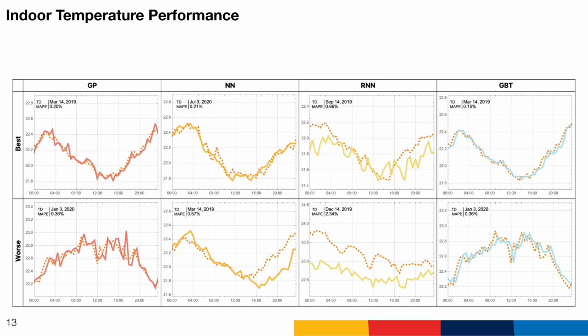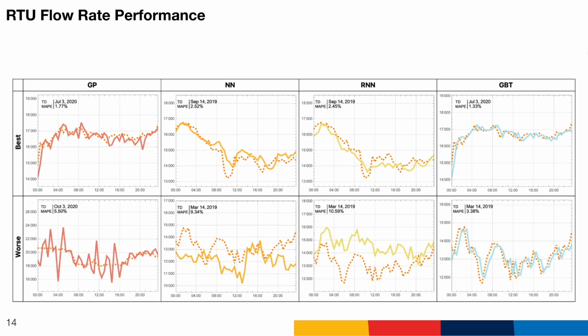Here we have a summary of the best and worst 24-hour predictions for the indoor temperature. I'll draw your attention to the gradient boosted tree there, which is doing an excellent job at predicting the target values. And of course, you can see the RNN really struggling there to make accurate predictions. Moving to the flow rate, again, the gradient boosted tree is really excelling here with even the Gaussian process struggling to predict this noisy data. And again, the neural net and RNN are sort of struggling to predict historical trends.